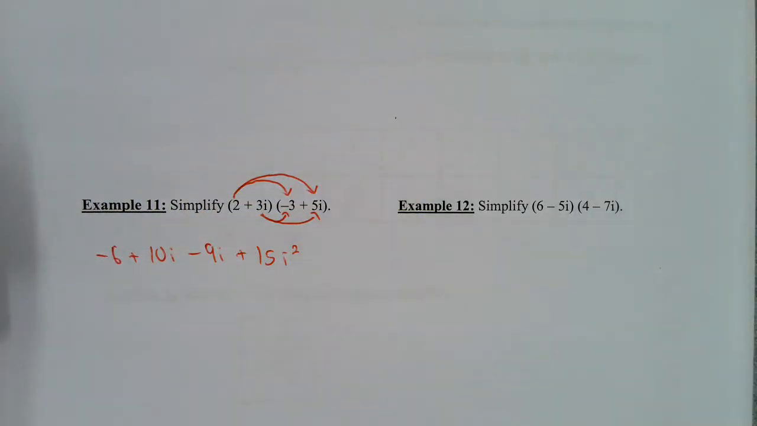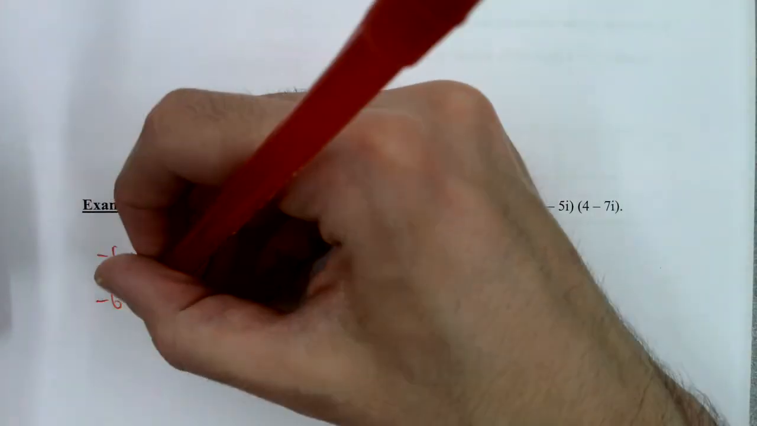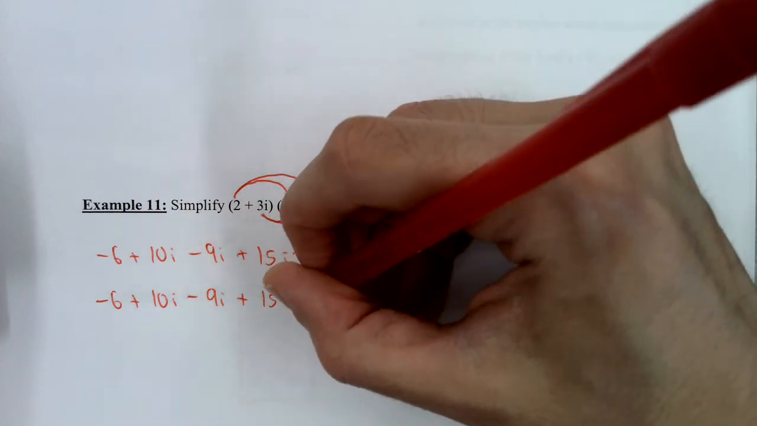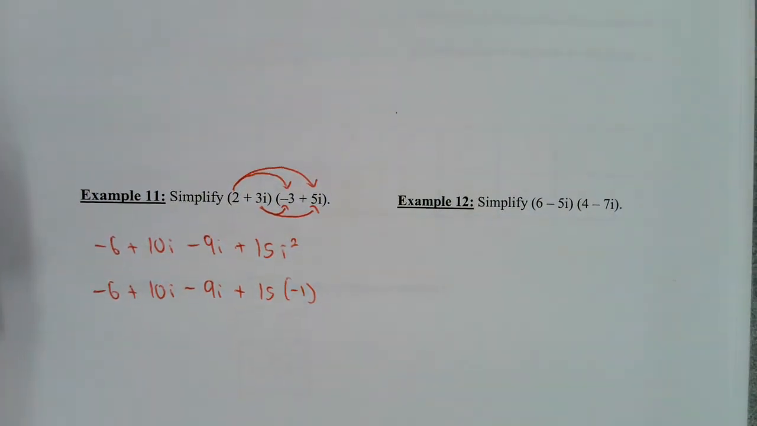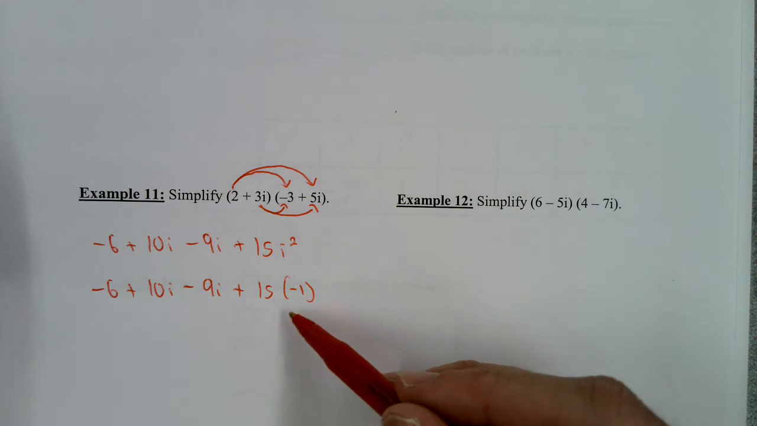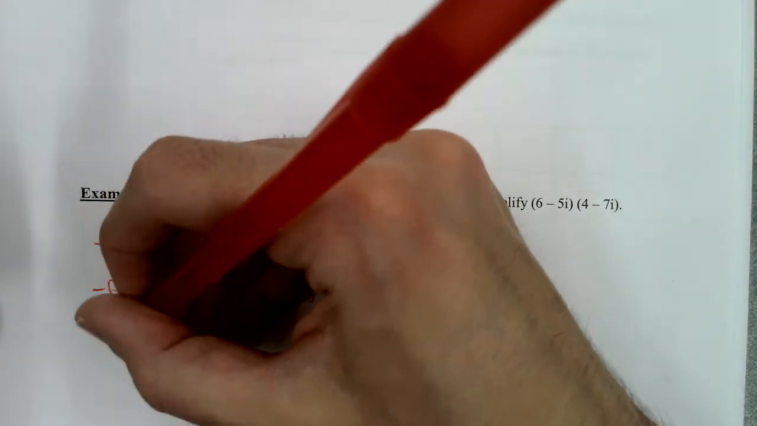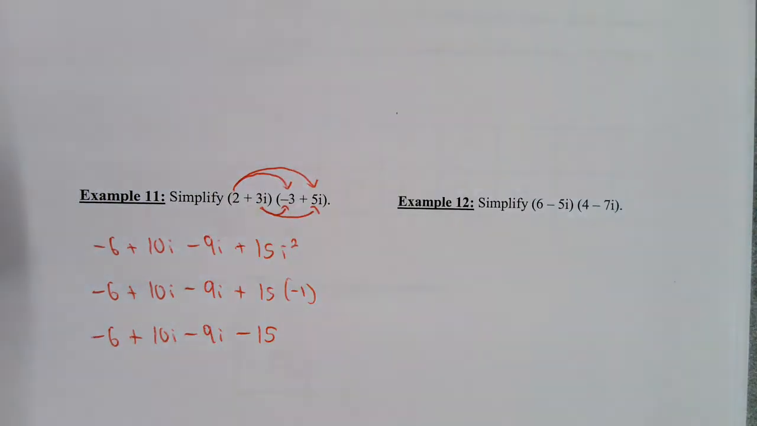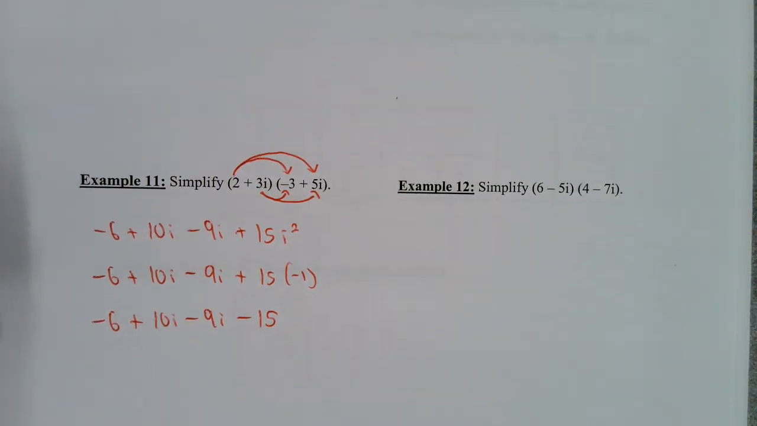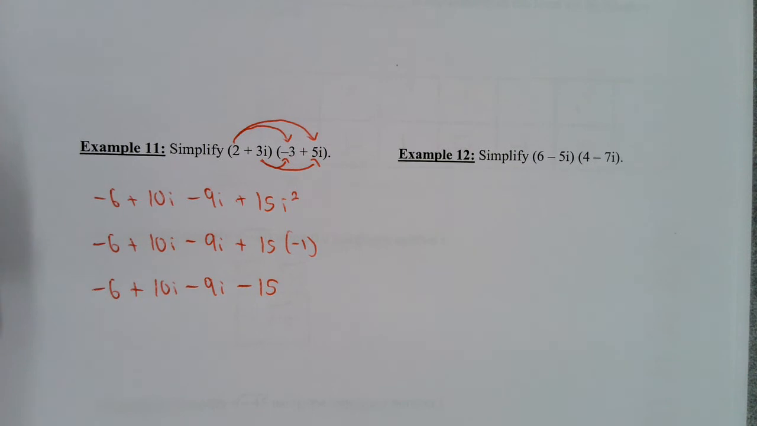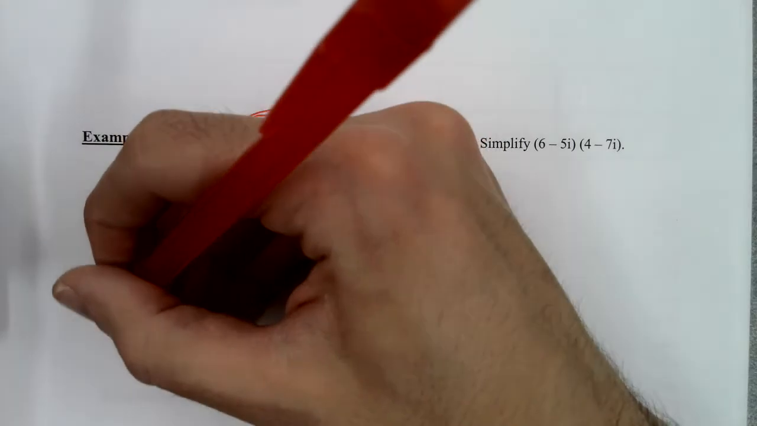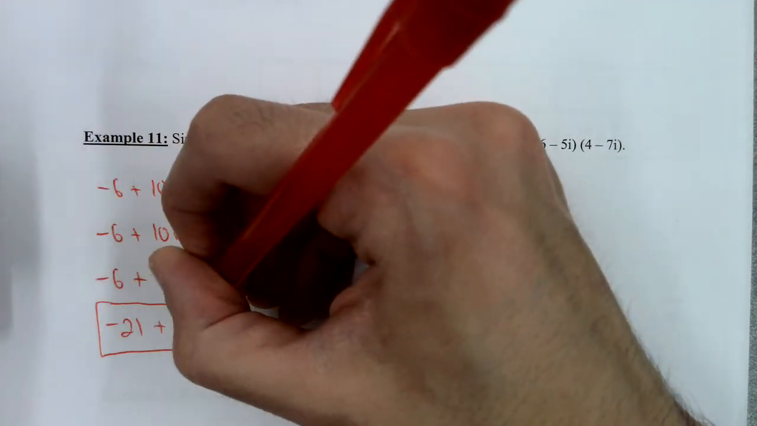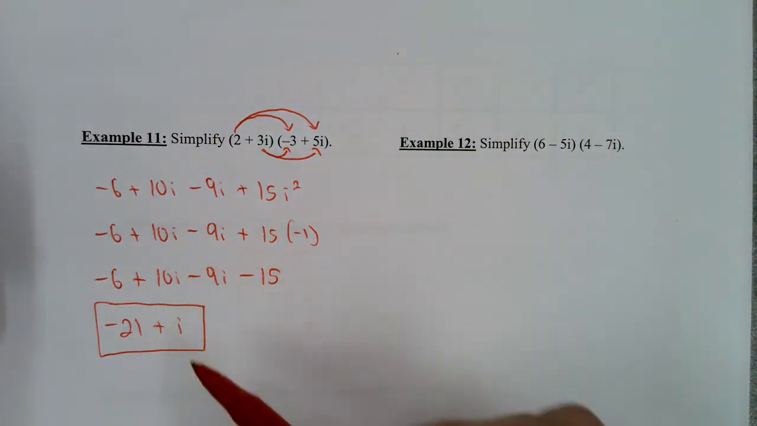i squared is negative 1. So replace the i squared with negative 1, which gives you negative 15 right there. Finally, combine like terms and put it in the form a plus bi. So negative 6 minus 15 is negative 21 plus i. 10i minus 9i is plus i.